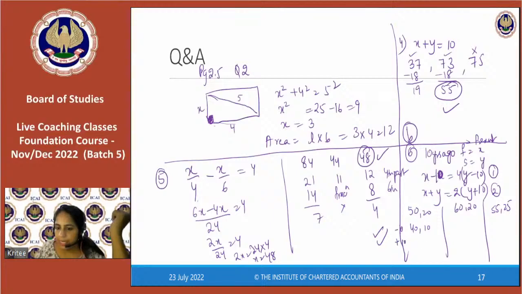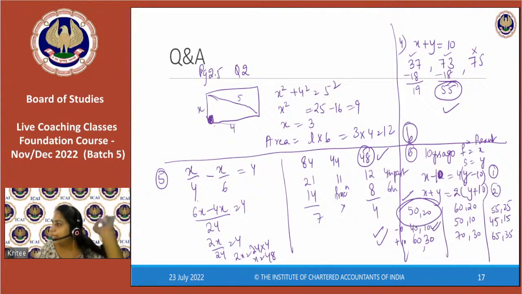And 10 years hence, add the ages: 60 and 30. 10 years ago, 50 and 10. 10 years from now, 70 and 30. 10 years hence, 45 and 15. 10 years from now, 65 and 35. It says 10 years ago, it was 4 times. Which of the options is giving you 4 times the age? First option. So your answer is the first option. Are you understanding? Okay. So that solves Manshi's problem.